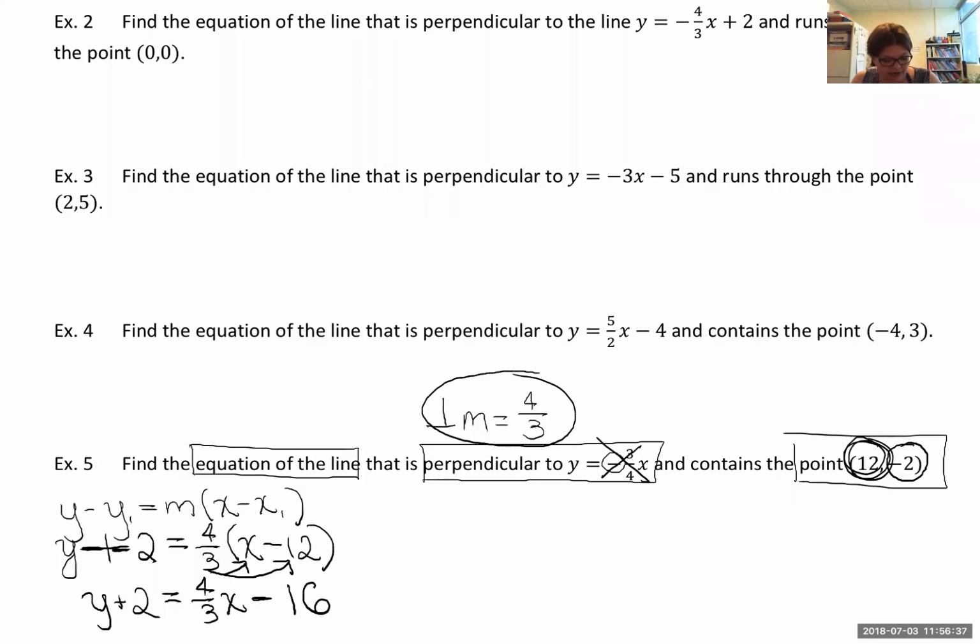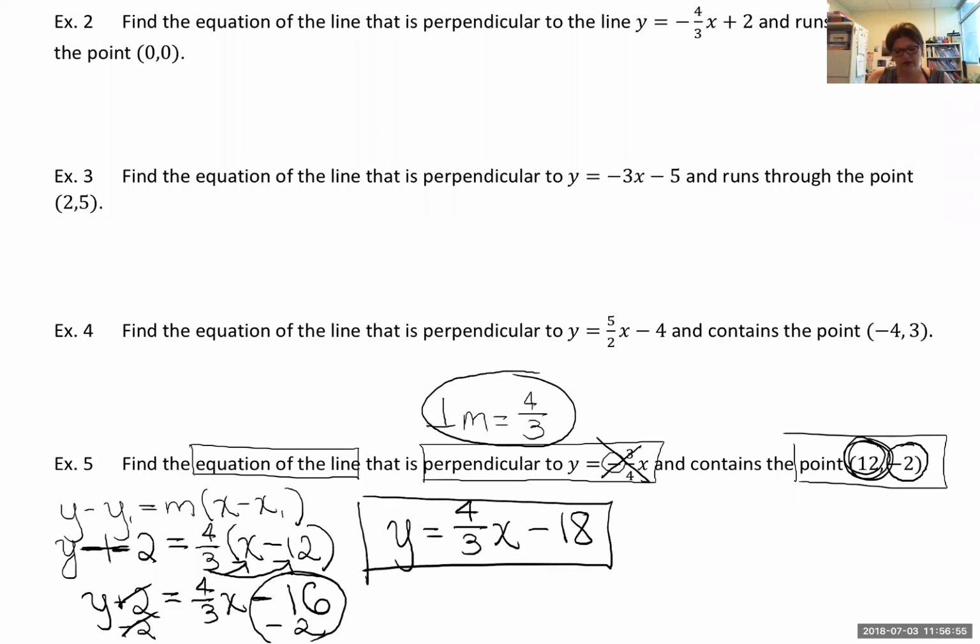Okay, now I'm almost done, but my y is not alone, so I'll subtract 2 from both sides to get rid of that adding 2. So y is equal to, I didn't make any changes to 4/3 x, so it'll still be 4/3 x, and -16 minus 2 is -18. Wonderful. Okay, so that's your final answer there. y is equal to 4/3 x minus 18. They don't always come up with ugly, nasty fractions, but even when they do, your calculator can handle it.